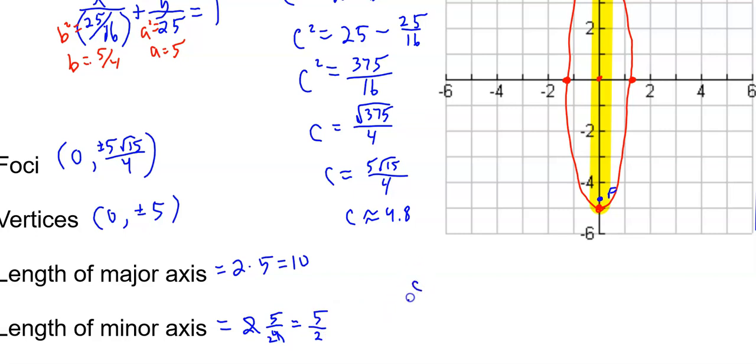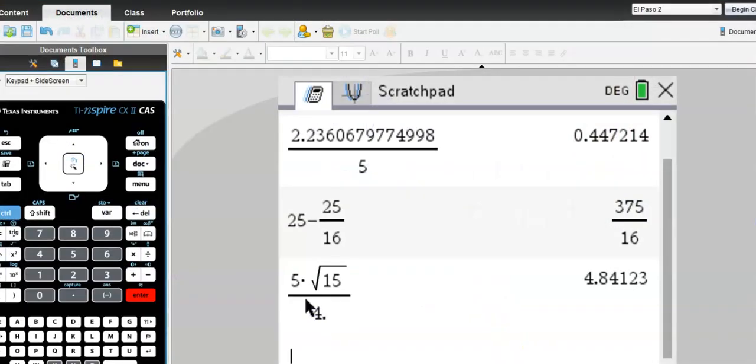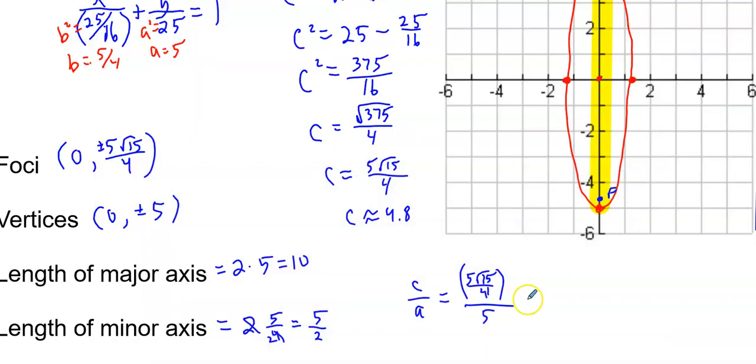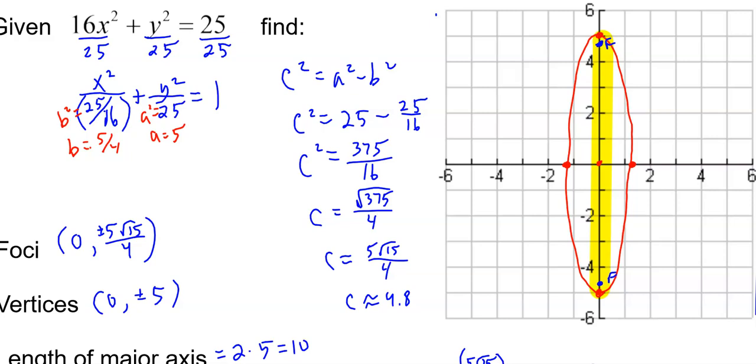And then C over A is our eccentricity. So that would be 5√15 over 4 in the numerator. And then in the denominator would be A, which is 5. So I'm just going to divide that number we had in there by 5. We get 0.968. Wow, so pretty big eccentricity. 0.968 is very close to 1, so it's very squished, so to speak. It's a great math term, right? And that's how to graph ellipses.